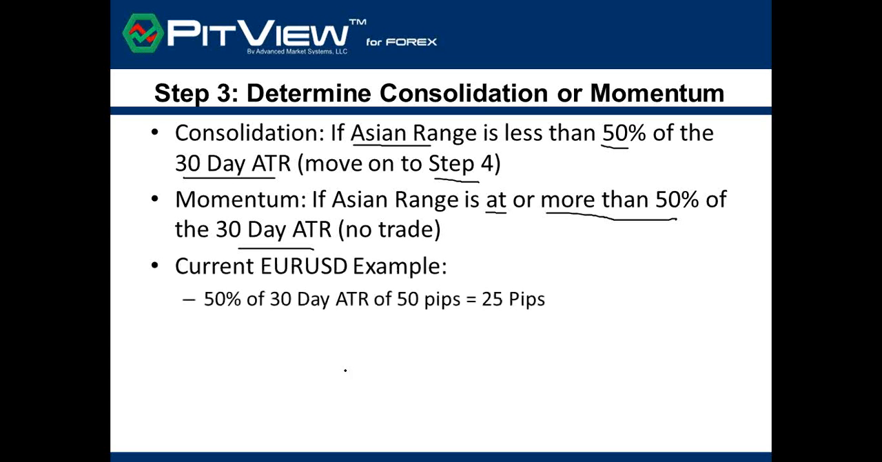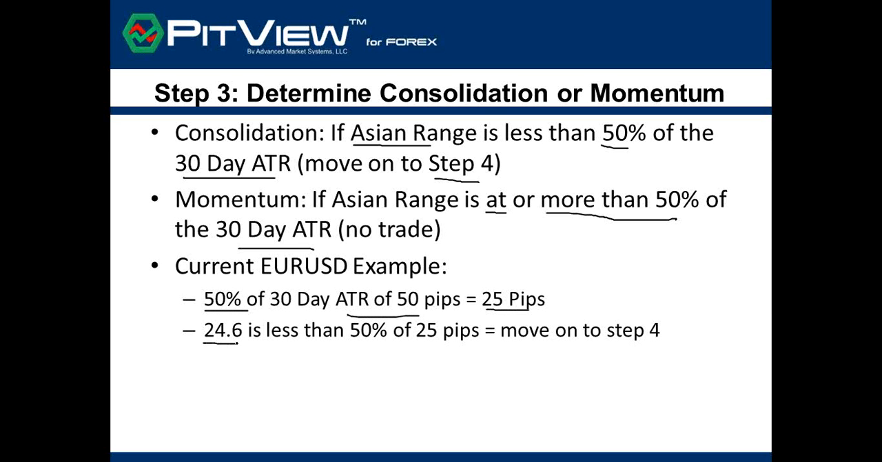So in the current euro-US dollar example, 50% of the 30-day ATR is 25 pips. The Asian range of 24.6 pips is less than that number, so that means we can move on to step 4. If this was 25 pips or more, and yes, you can be very exact on this, then we would just not trade. Some of the best trades you make are the trades you don't take, as one of my wise mentors once told me.